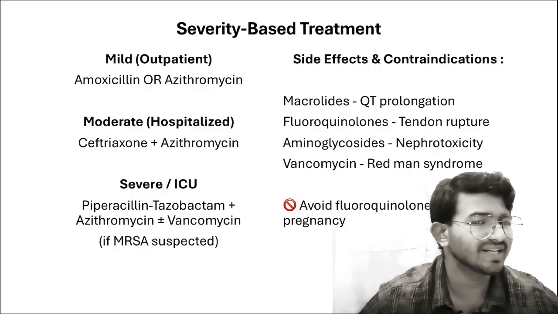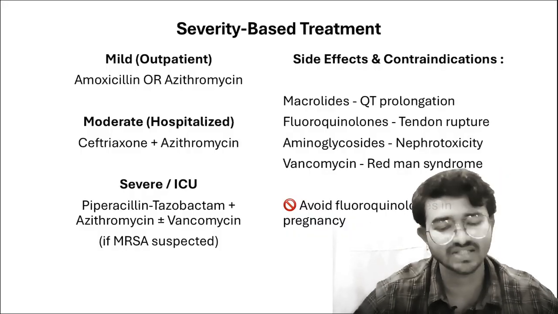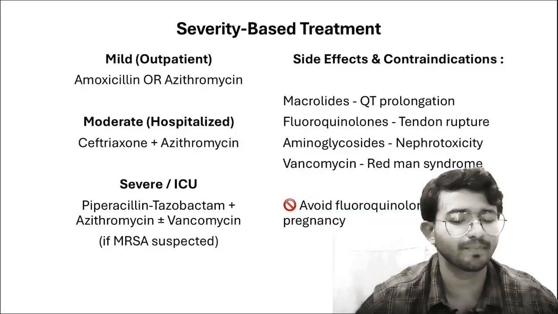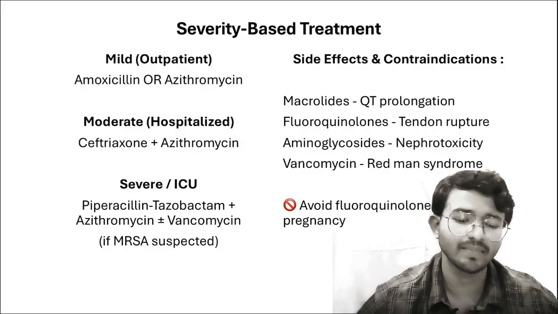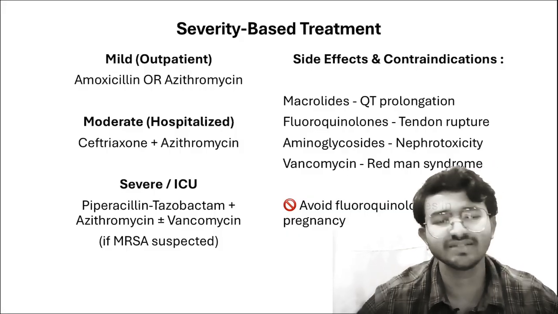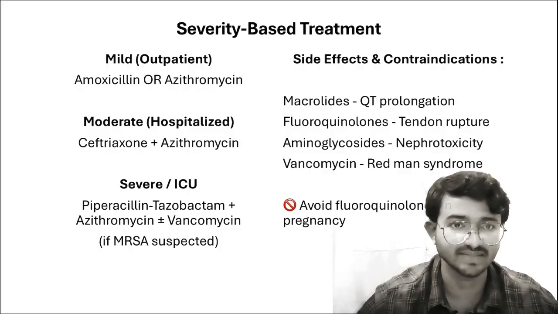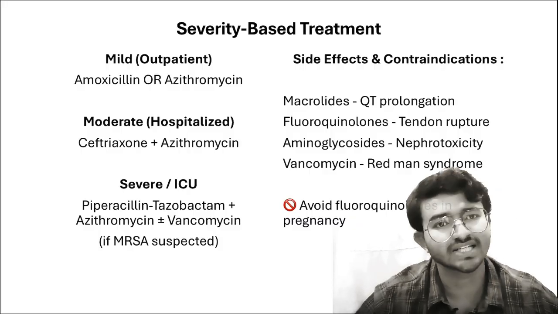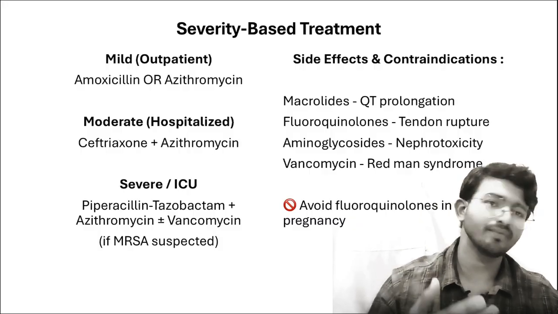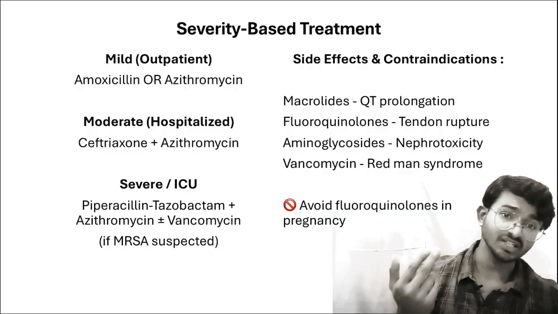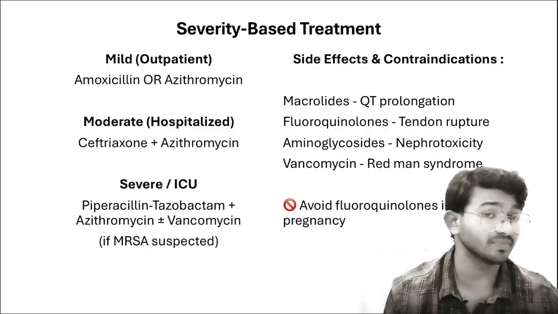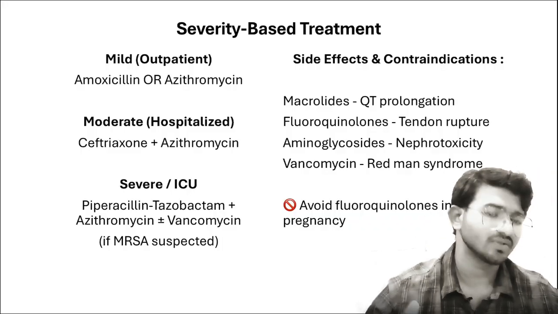In severe cases, if the patient is an ICU patient, then we have to treat with piperacillin tazobactam, azithromycin, or vancomycin 15 to 20 mg per kg. If you are suspecting MRSA, then we can add vancomycin. If you are suspecting Pseudomonas, we can give piperacillin tazobactam. Okay, so this is the thing.